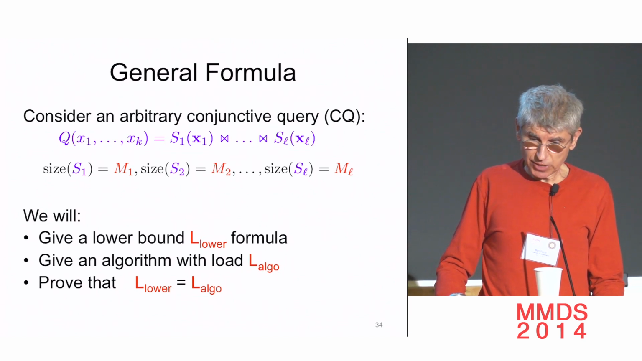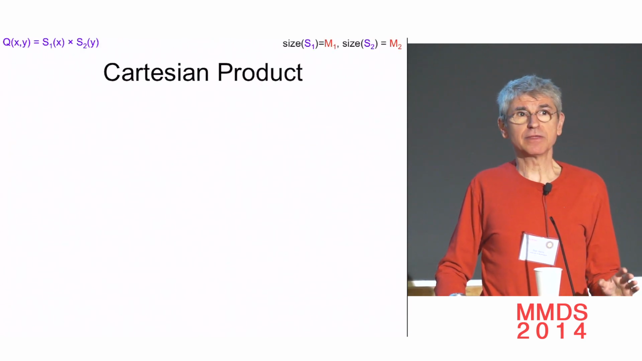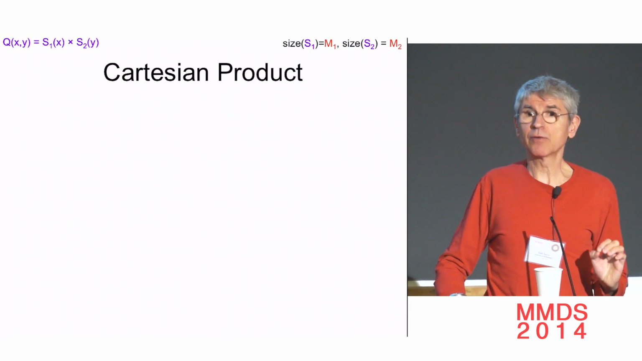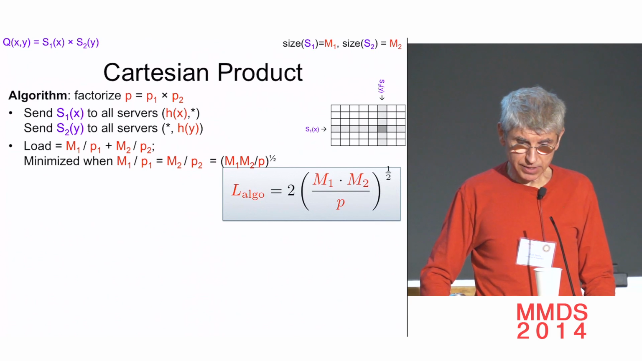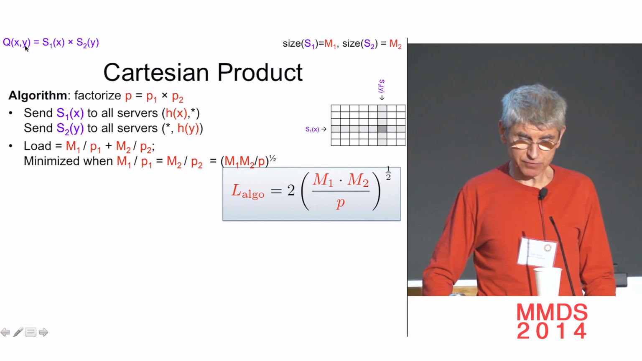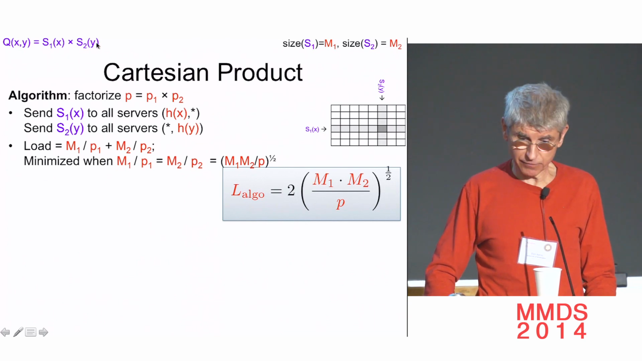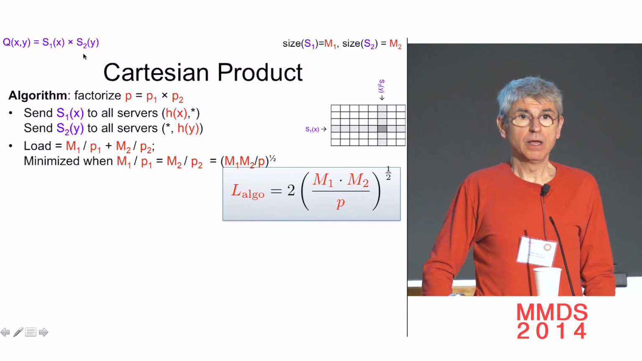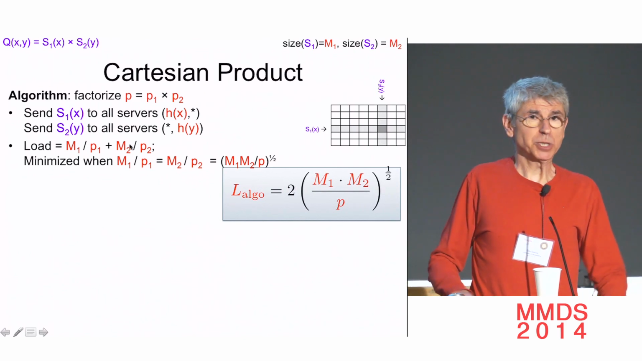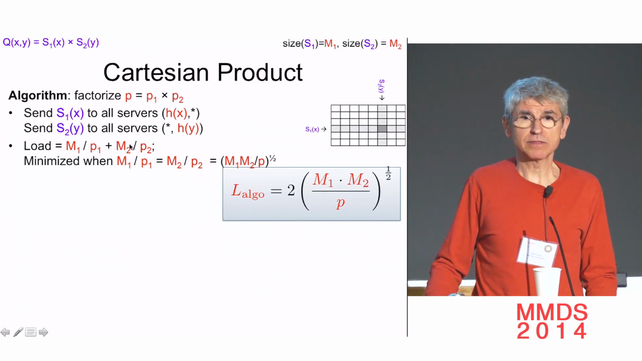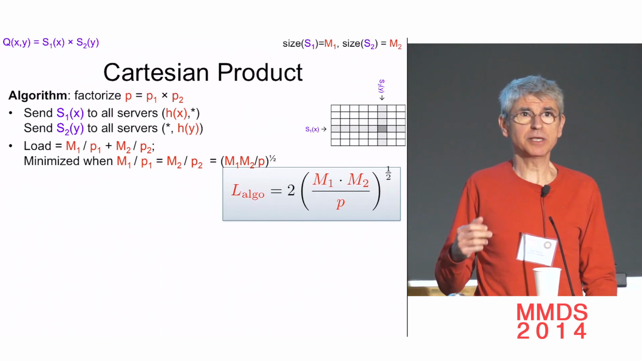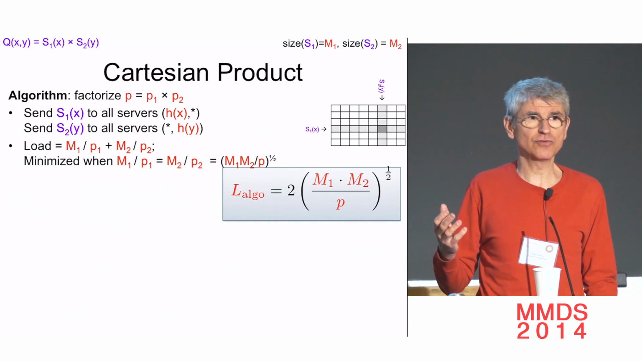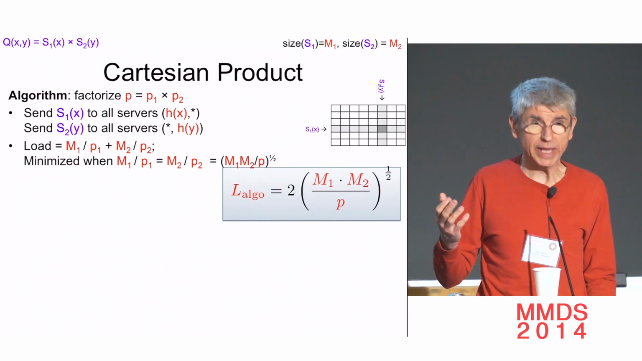To give an intuition, I'm going to start with a very simple query, which is a Cartesian product. How do we compute all pairs x, y, where x comes from S1 and y comes from S2? By the way, Jeff Ullman has a paper in 2013 where he describes precisely this problem in the context of MapReduce, essentially showing how easy it is to program this in MapReduce the wrong way.